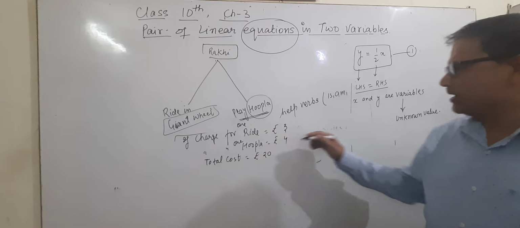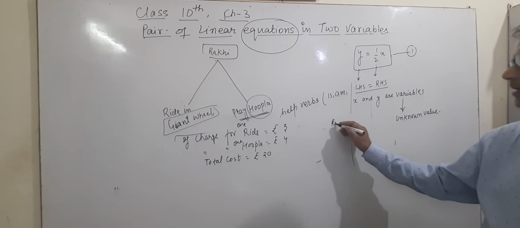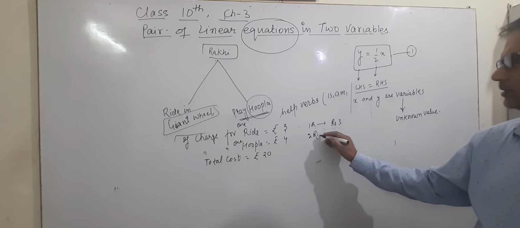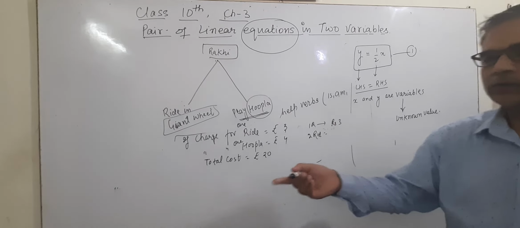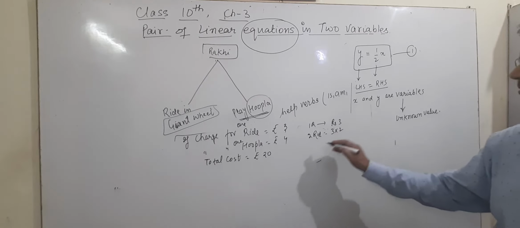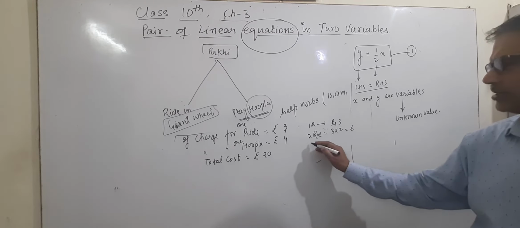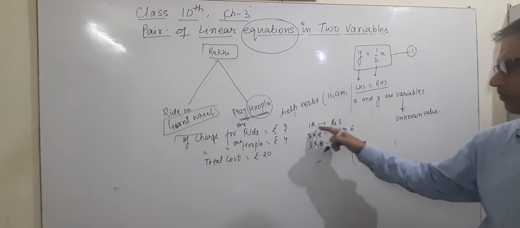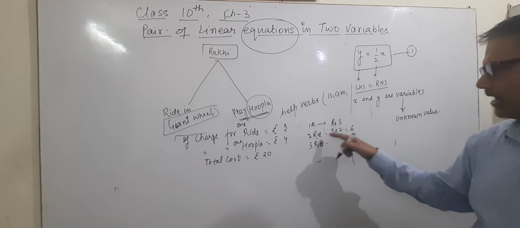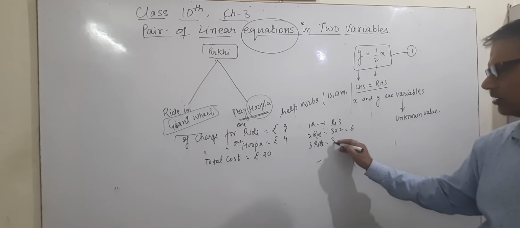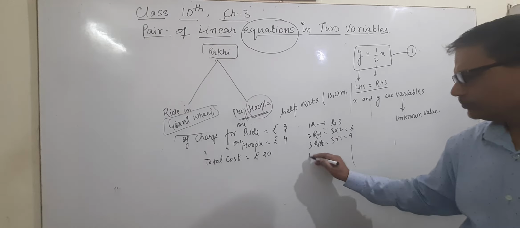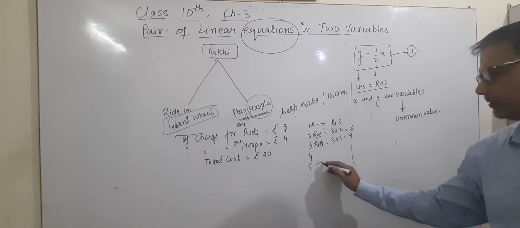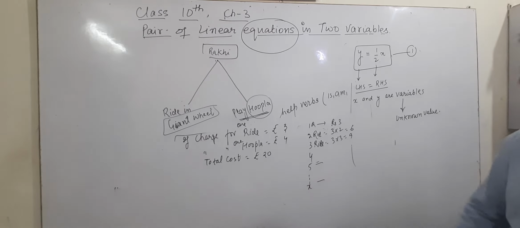If the charge for one ride is rupees 3, for two rides the charge will be more, so that will be 3 multiplied by 2, which is 6. For 3 rides, 3 into 3 is 9. Then the charge for 4 rides? Think. And the charge for 5 rides? And the charge for x rides? Now you have to answer.